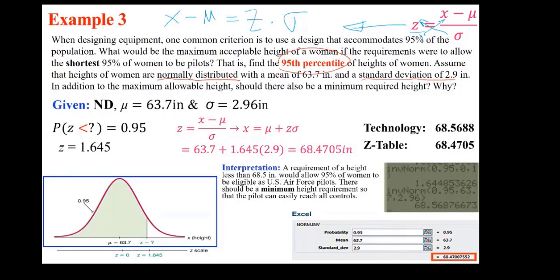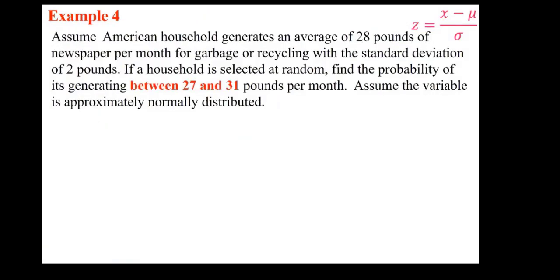Let's look at more examples. Assume American household generates an average of 28 pounds of newspaper per month for garbage or recycling with a standard deviation of 2 pounds. If a household is selected at random, find the probability of its generating between 27 and 31 pounds per month. Assume the variable is approximately normally distributed. Let's see what is given. So the very first thing we are looking for is this, ND. So if it's normal distribution, we need the mu.